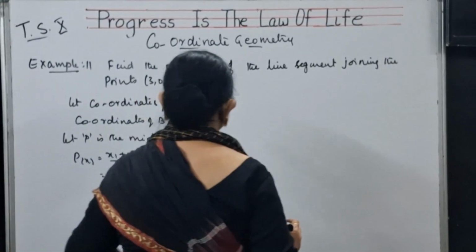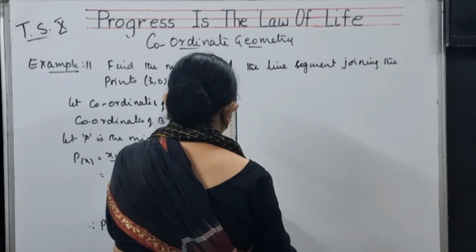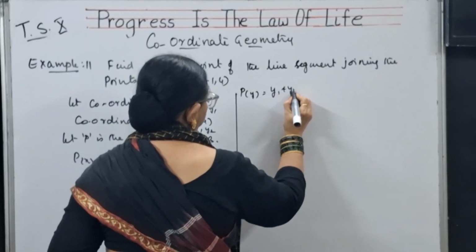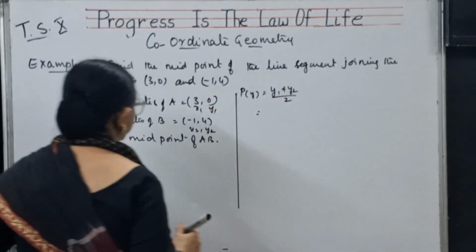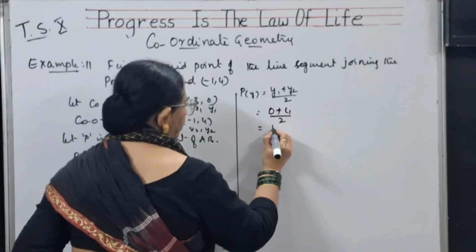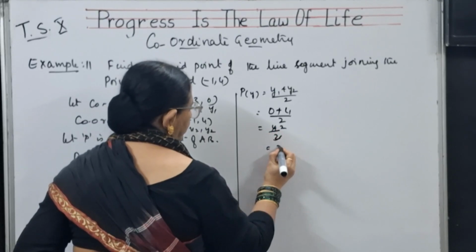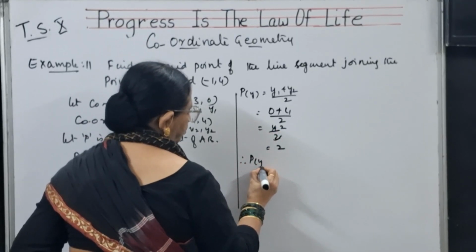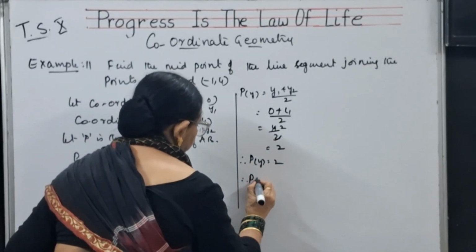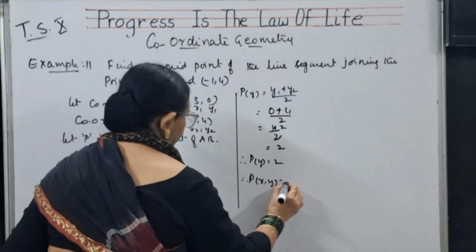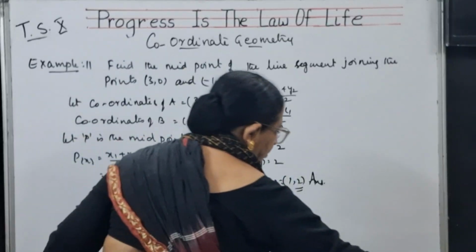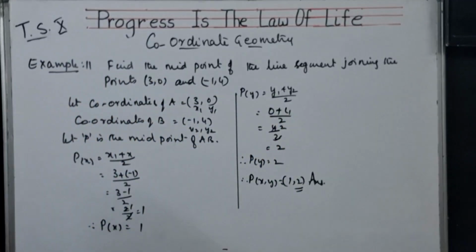Now, let us go for P of y. P of y is equal to y1 plus y2 by 2. What is y1? y1 is 0 plus y2 is 4 by 2. 4 by 2, that is 2. Therefore, P of y is equal to 2. So, P of x comma y is equal to 1 comma 2. This is the answer for this problem, children. Please note it down.